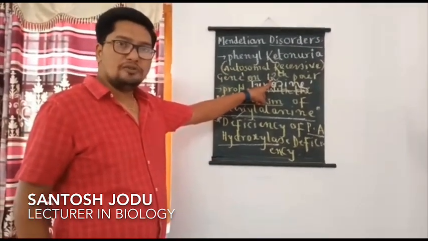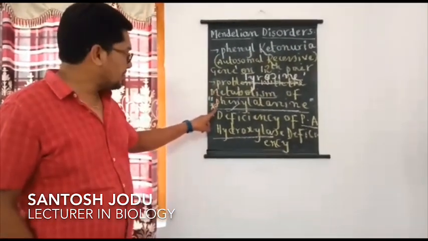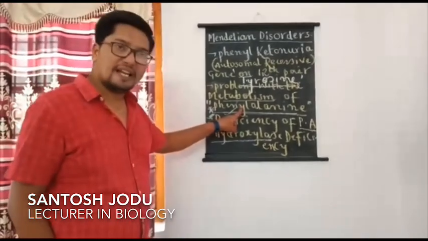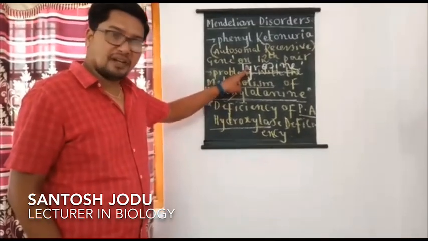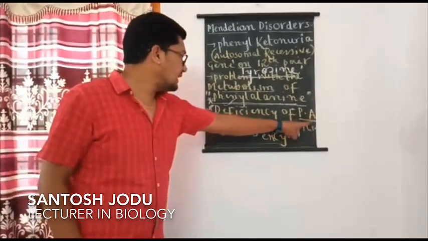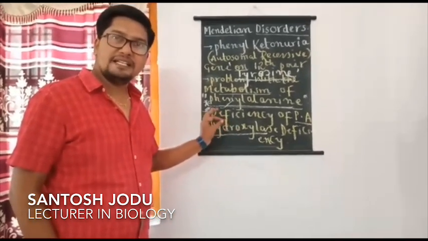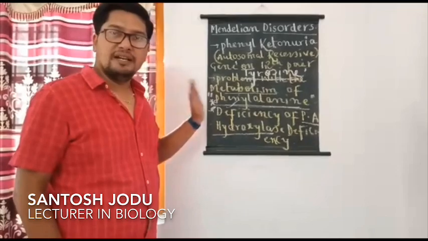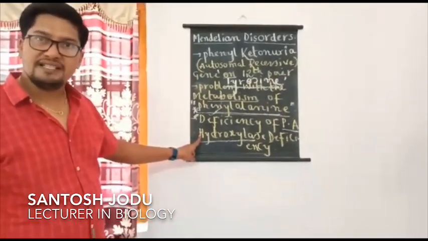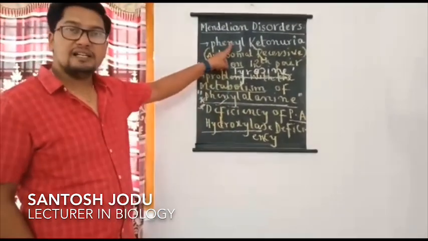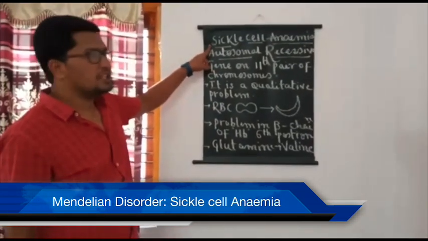So I repeat, phenylketonuria is an example of an autosomal recessive trait. The gene is present on the 12th pair of chromosomes, and it is the problem associated with the metabolism of which amino acid? Phenylalanine. And phenylalanine is always converted into tyrosine in presence of which enzyme? Phenylalanine hydroxylase enzyme. Students, always remember, in CET and NEET a repeatedly asked question: the Mendelian disorder caused due to hydroxylase enzyme deficiency is nothing but phenylketonuria.